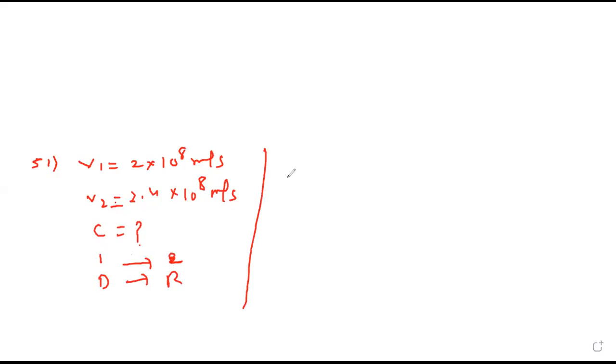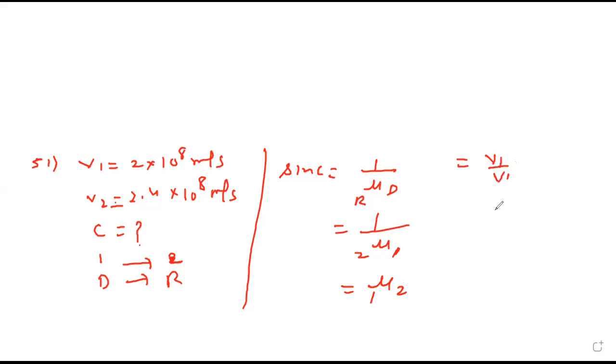What is the formula for sine of critical angle? Is it 1 upon refractive index of denser with respect to rarer? Who is the denser medium, first? So can I say this is nothing but mu2, which will become V1 upon V2? This line, anybody who has not followed, please tell. V1 is 2 into 10 raised to 8 upon 2.4 into 10 raised to 8.